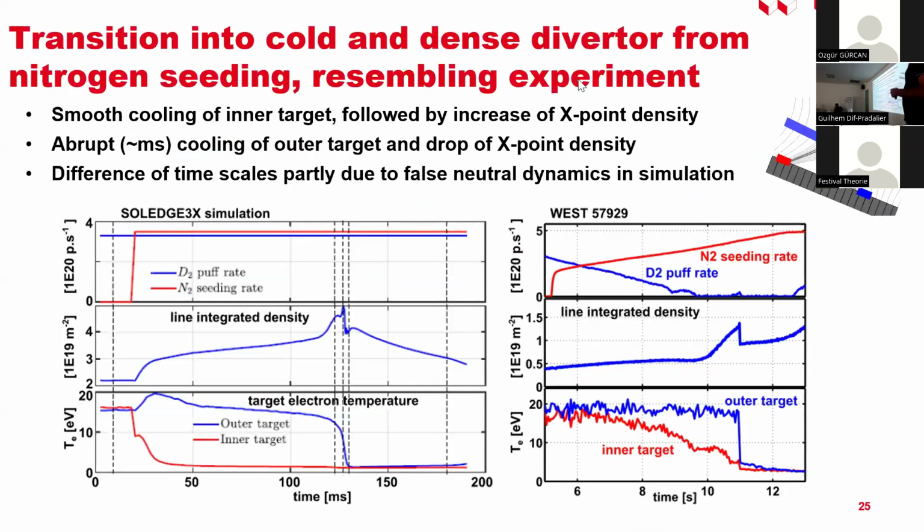With drifts on, when we look at the dynamics of the simulation and we start injecting nitrogen, we see the continuous cooling of the inner leg and an abrupt cooling of the outer leg. We see an increase of the density along this line of sight of interferometry. We see a sharp drop when the MARFE occurs, as in experiments. So it's quite convincing that the simulation, at least the physics inside the model, is able to cope with what we observe.